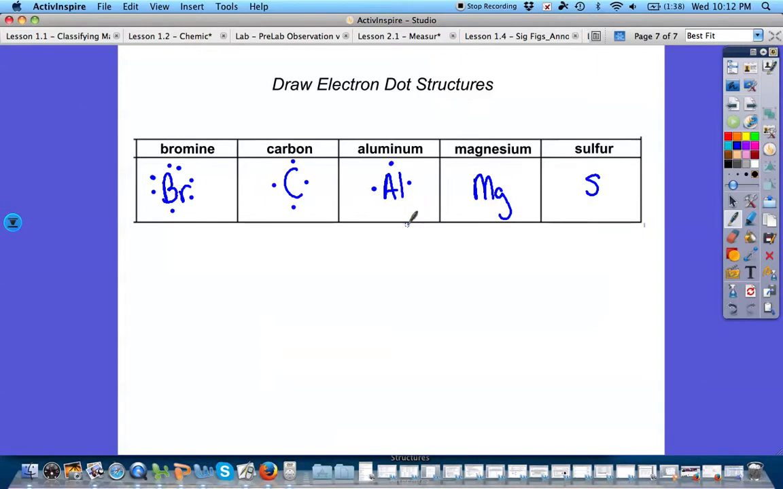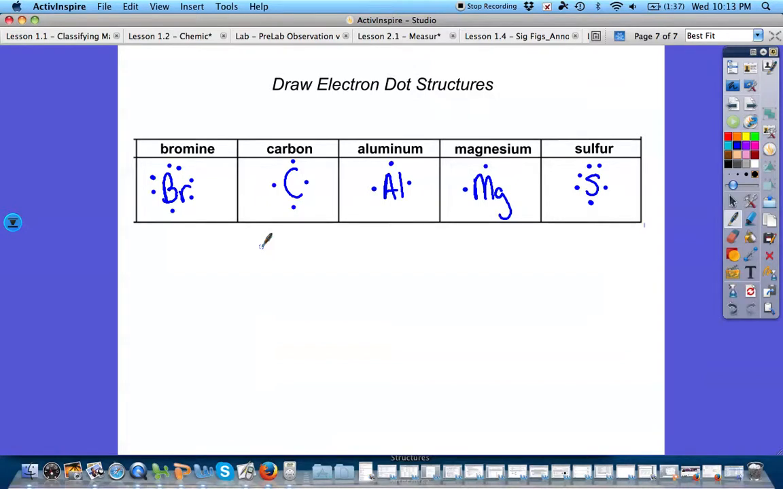For magnesium, it has 2 valence electrons. So 1, 2. And then sulfur has 6 valence electrons. So 1, 2, 3, 4, 5, 6. I recommend starting on the left side and then going clockwise. But wherever you start, just try to start there all the time so you don't confuse yourself as to where you stopped and where you need to start.